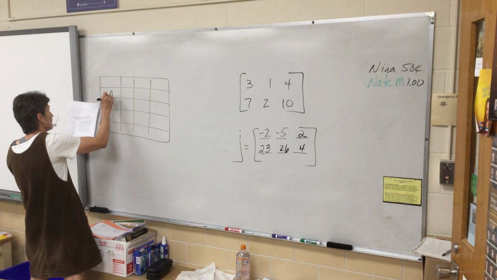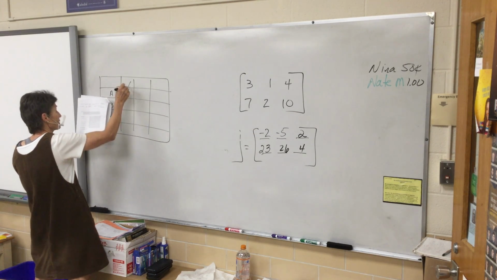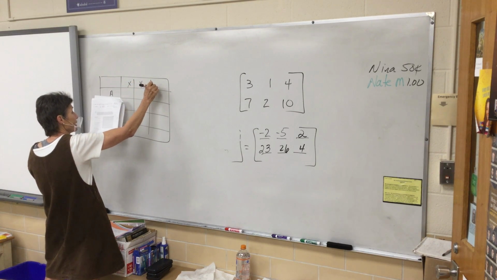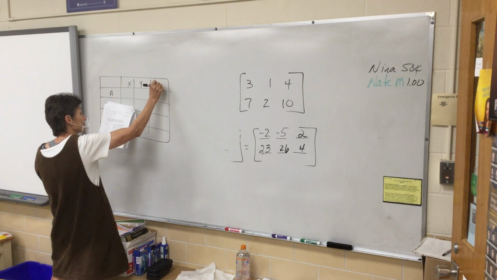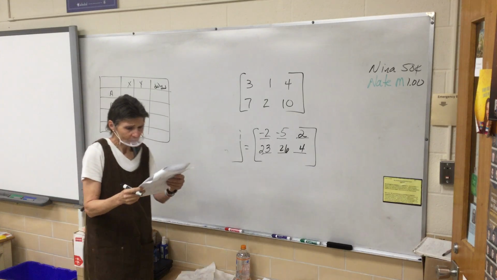All right, so I've got A, B, and C are my vitamins, and I've got costs down here, and I have brand X, brand Y, and the daily need. All right, so here we go. Let's fill in the chart.